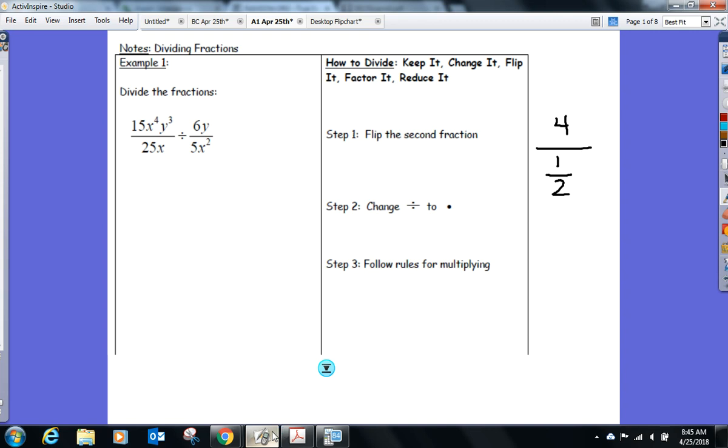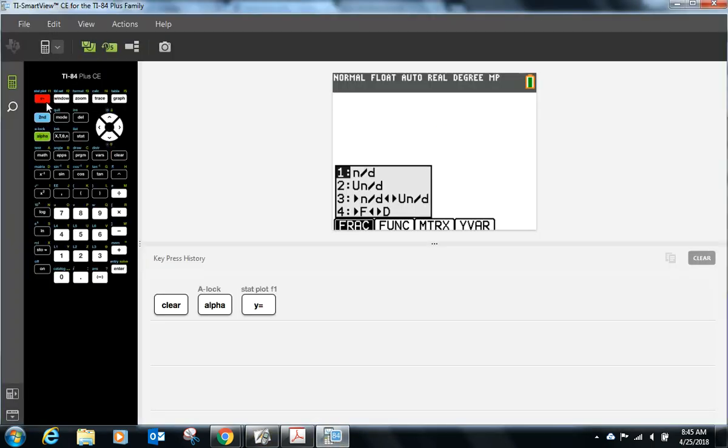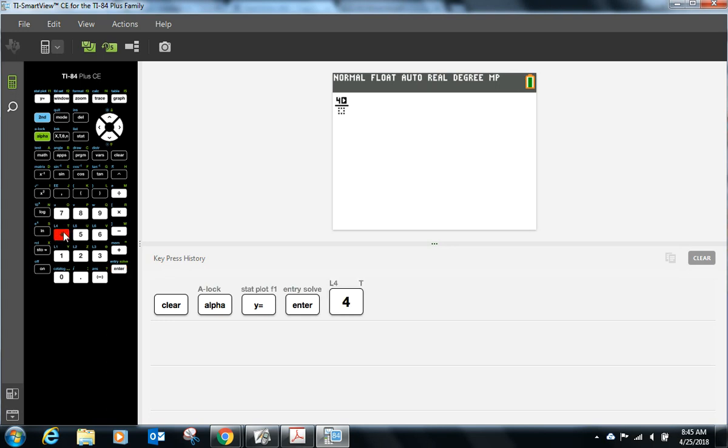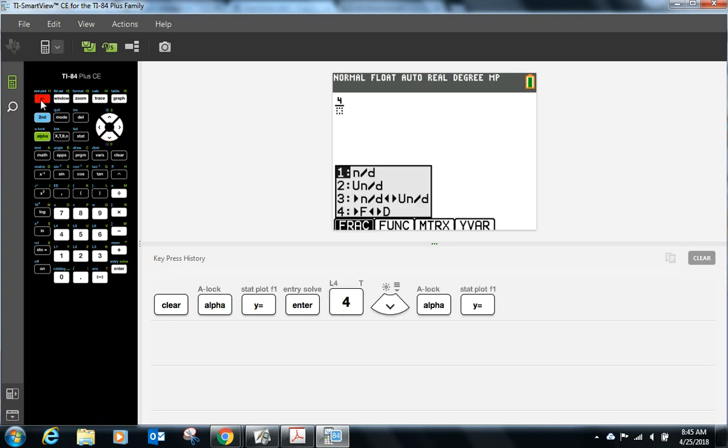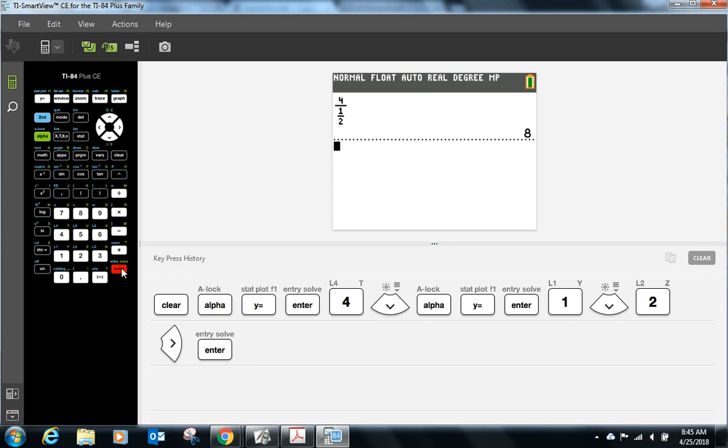4 divided by a half. Some of you would predict, most of you I think would predict the answer is 2. In your calculator, go ahead, 4 divided by a half. And you will see the answer is not 2, but, yep, 8.